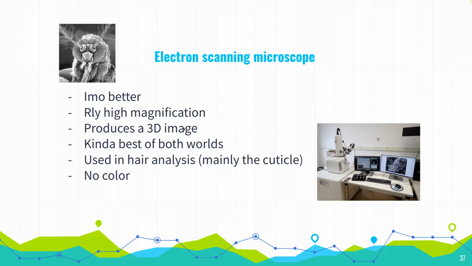these are, as you can see, here is a picture of a bug. I'm sorry if that scared anybody. There's a really high magnification for these, and it produces a pretty clear 3D image. This one can zoom in a lot. You can't really tell from this picture, but it can zoom in a lot. These are mainly used to view the cuticle, and there's not really color. I guess you could add color to it, but the original picture will not have that color.